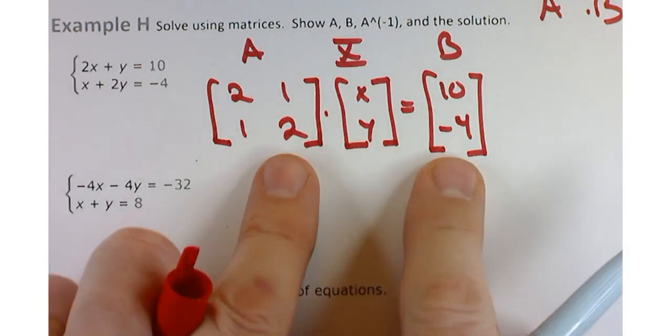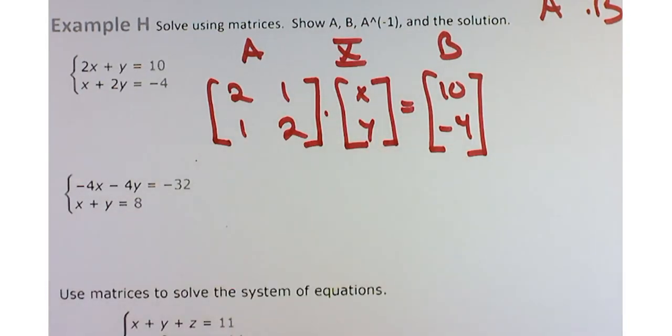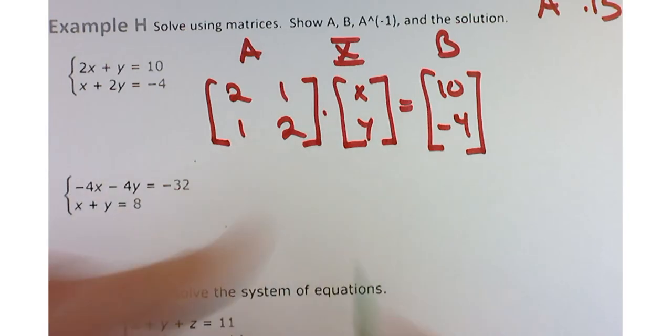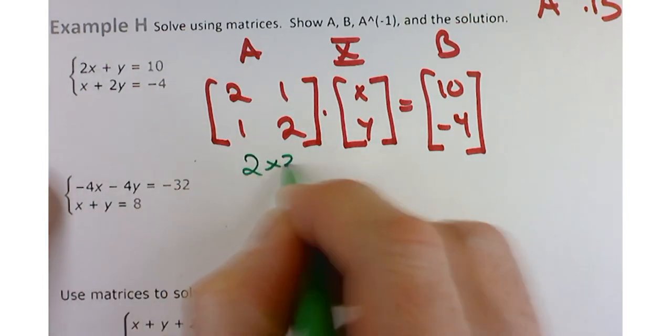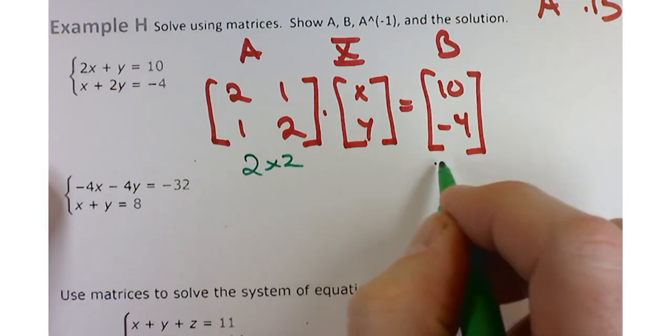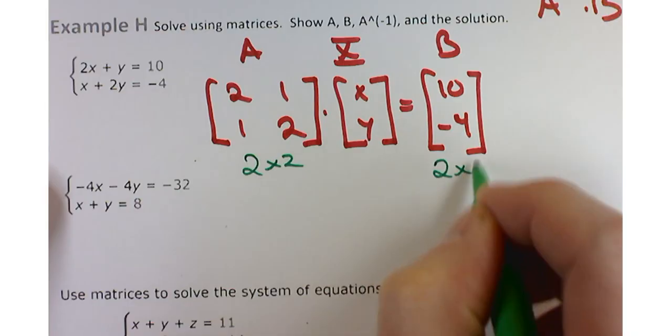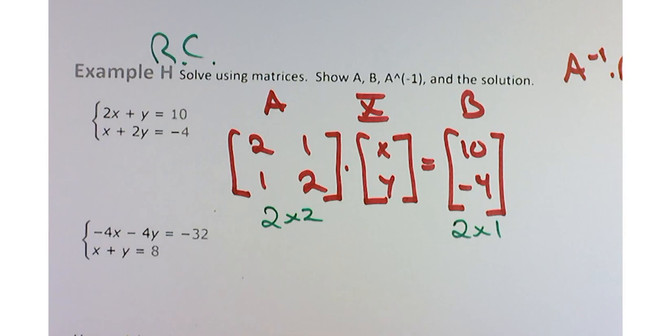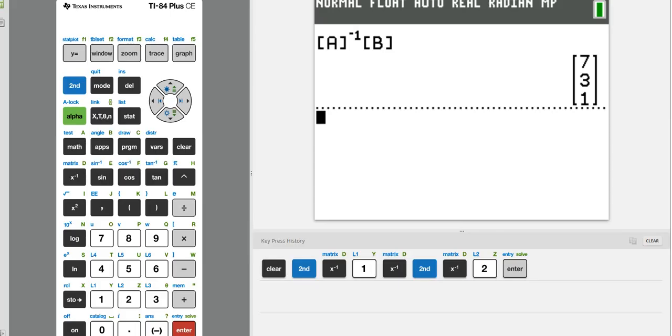But I need to put these matrices in first. Kelly, what are the dimensions of this matrix? 2 by 2, and what about this one? 1, 2. Try again. 2 by 1. It's always row and then column. So that has much more importance when we start multiplying these kinds of things.